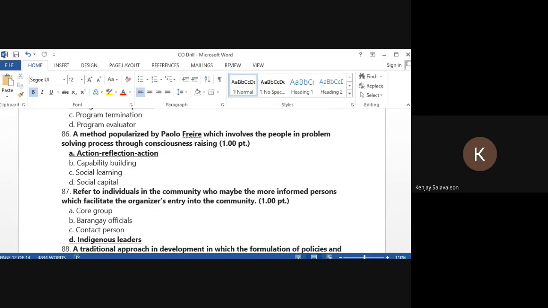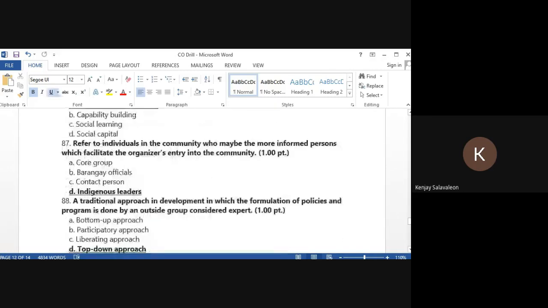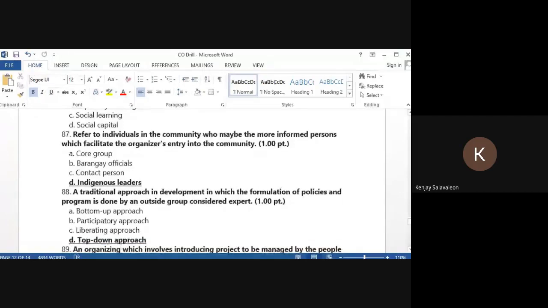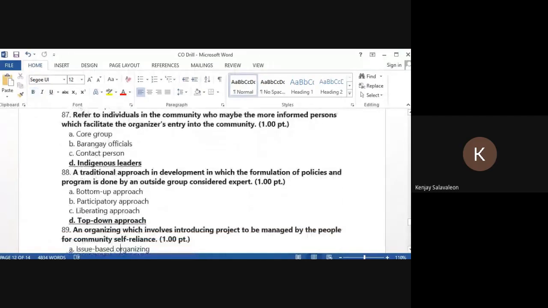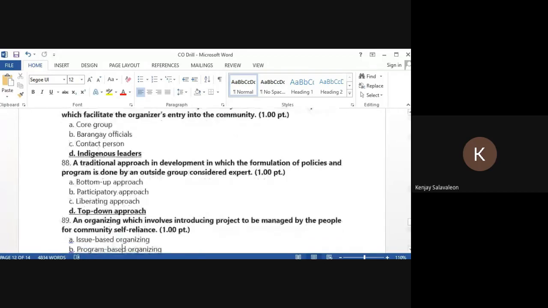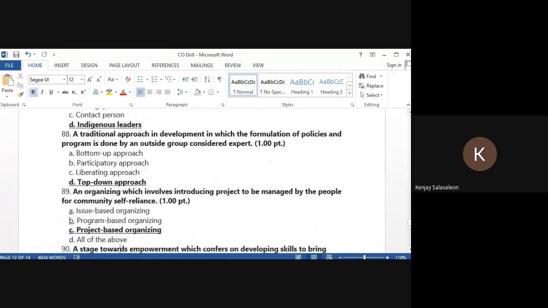87. Refer to individuals in the community who may be the more informed person which facilitate organizers' entry into the community. These are indigenous leaders or also known as informal leaders. Ibig sabihin na indigenous yung IP na indigenous people. Ibig sabihin, indigenous leaders, local leader.